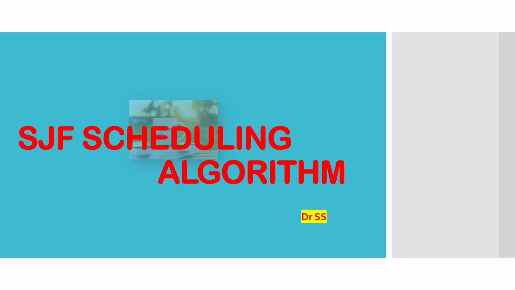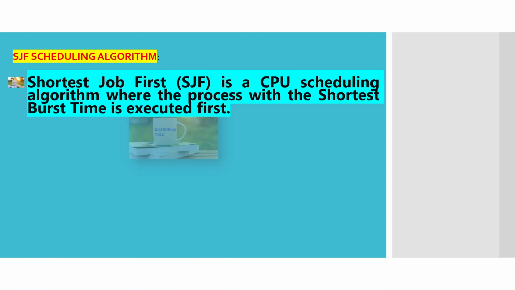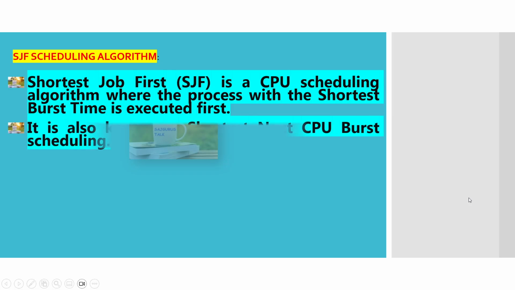Today we are going to discuss the SJF scheduling algorithm. Now, SJF scheduling algorithm is nothing but the shortest job first scheduling algorithm. It is one of the CPU scheduling algorithms where the process with the shortest burst time is executed first. It is also known as shortest next CPU burst scheduling.